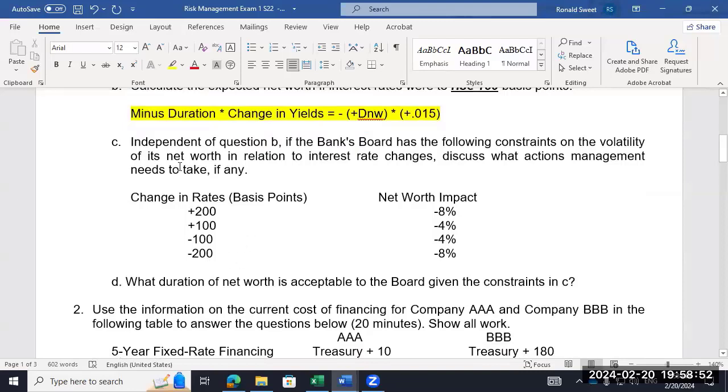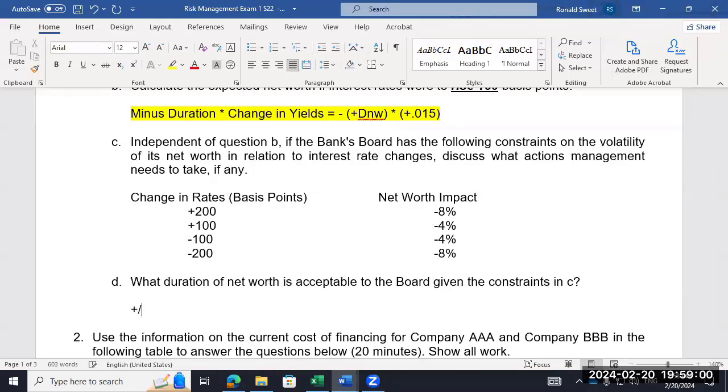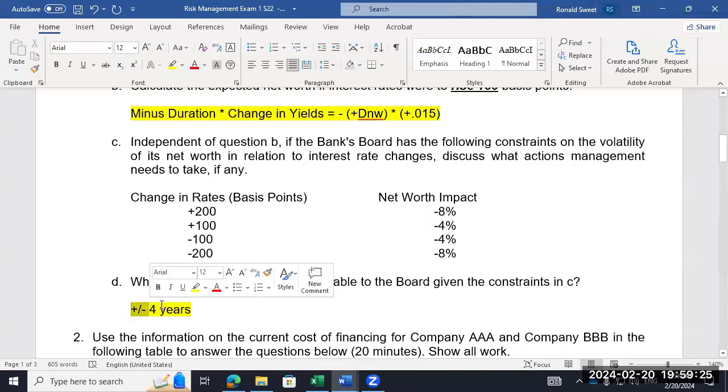All right. You can't answer this one yet. But what about D? Plus or minus 4 years. All right. I don't know how else to explain that one other than I usually just look at the 100. We know it's minus duration times the change in yield. So if the change in yield is 100 basis points and they allow 4%, then that's got to be 4 years. It just fits into the formula. It's pretty straightforward. Don't forget the plus or minus, though. It is plus or minus. You can tell that from this table.